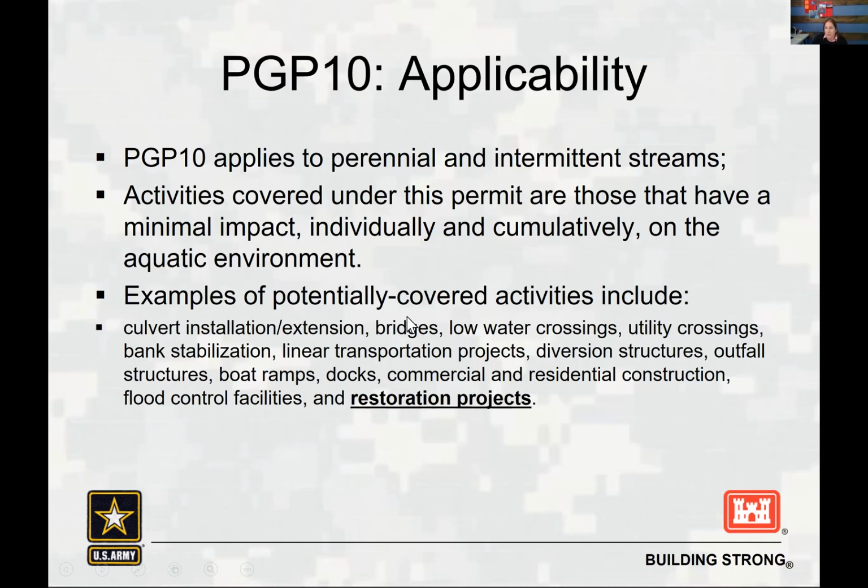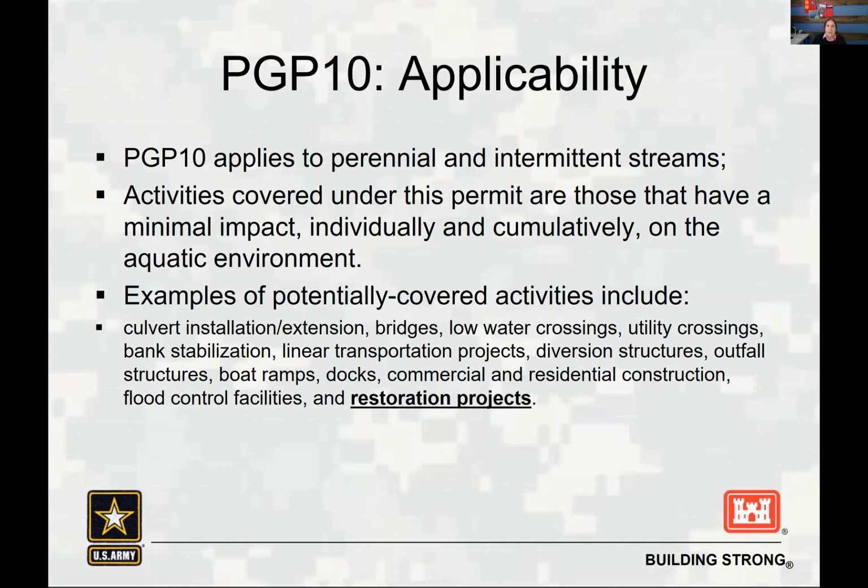So what is the applicability of the general permit number 10? It applies to perennial and intermittent streams, and it covers activities that have minimal environmental impacts, and this covers cumulative and individual. So anything that is very small and that has very small environmental impacts would be something that could be covered under the general permit number 10.